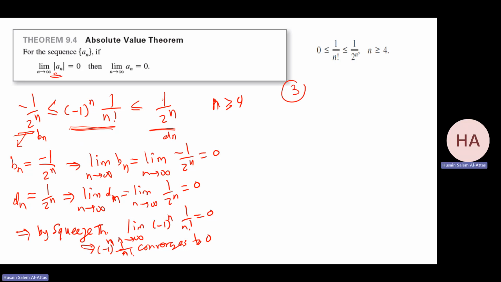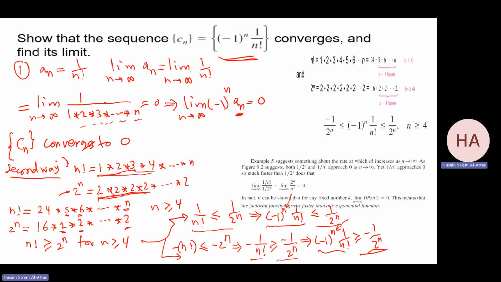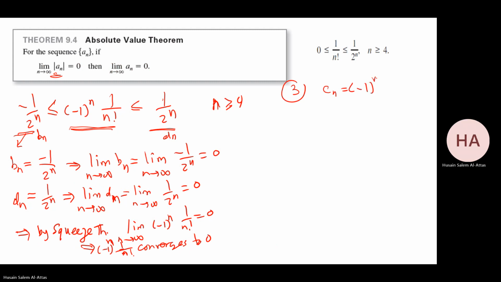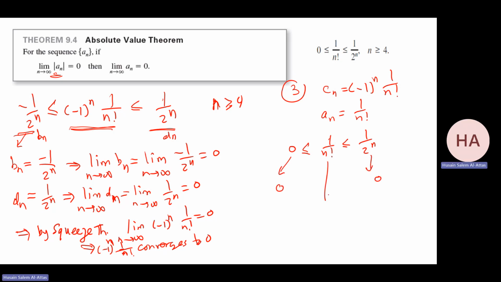Using this theorem: if the limit of the absolute value of a sequence is equal to 0, then the limit of the original sequence also goes to 0. Now, if we call it Cn, An is 1 over n factorial. And we know 1 over n factorial is less than or equal to 1 over 2 to the power n, and also greater than or equal to 0, because n factorial is always positive. So that means this sequence goes to 0, and by the squeeze theorem, the limit of An as n goes to infinity is 0.